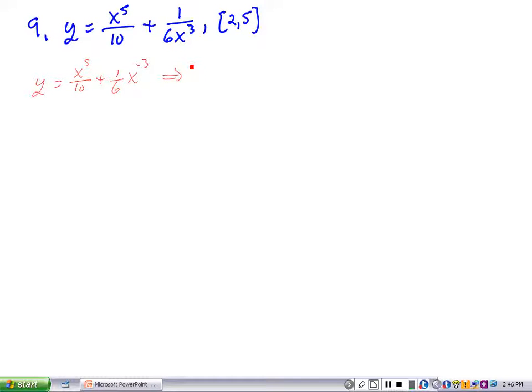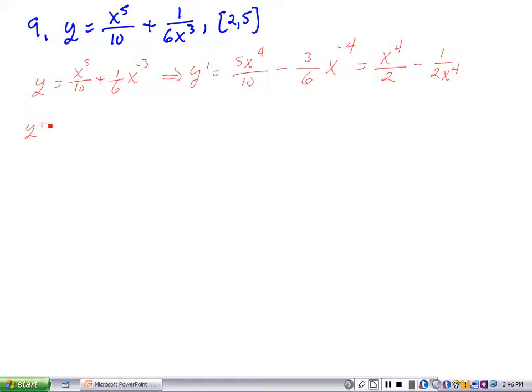And so this implies, if I take the derivative, this is 5 times x to the 4th all over 10 minus, because I'm bringing down the 3, minus 3 over 6 times x to the negative 3 minus 1. So that's negative 4. So now we simplify this. So this is x to the 4th all over 2 minus 1 over 2 times x to the 4th.